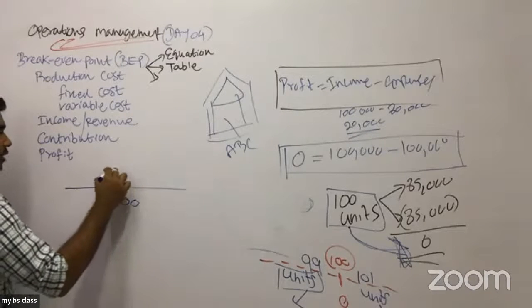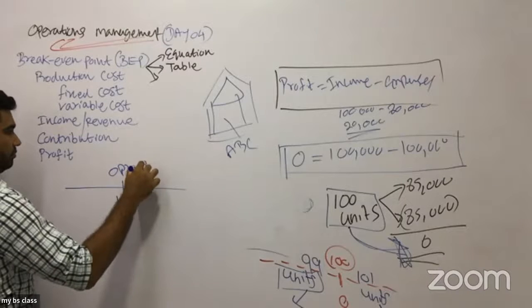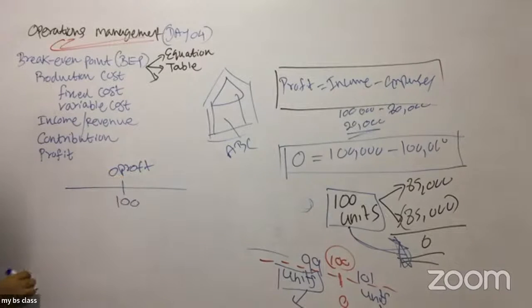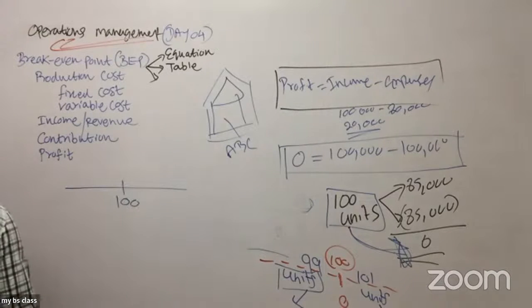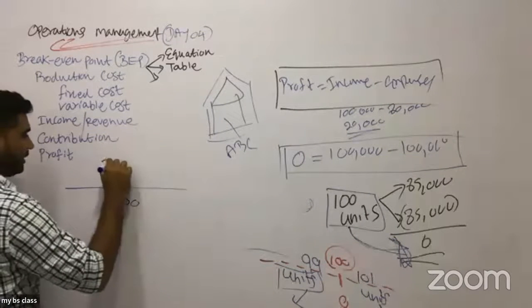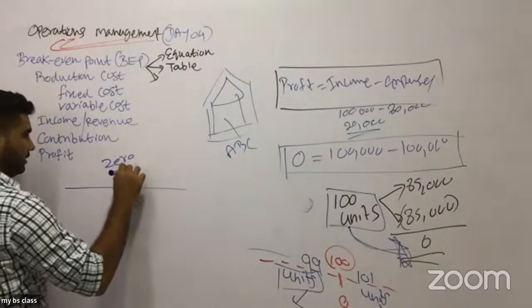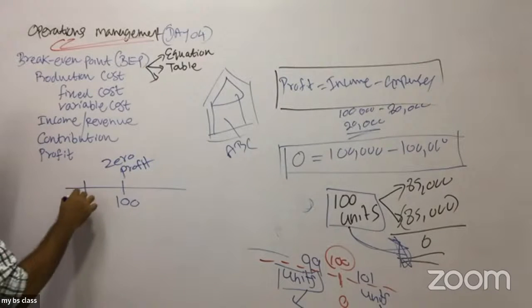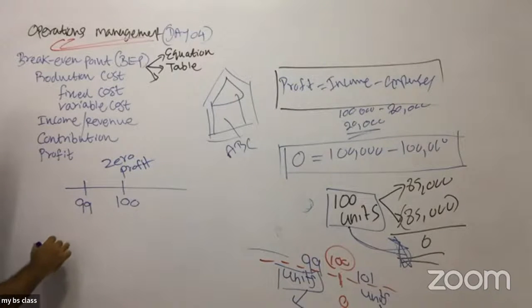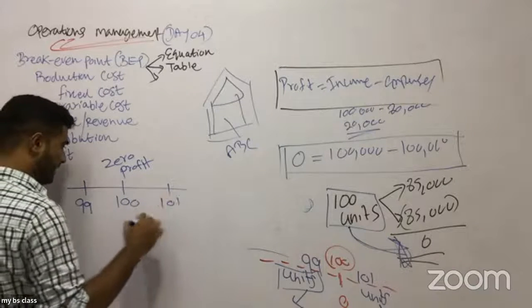$100 units, 0 profit. 100 units, 0 profit. 0 කියන එක මම 0 කියලාම ලියන්නම්, නැත්නම් පැටලෙනවා. 0 profit. My question, what happened when you sell 99 units and 101 units?